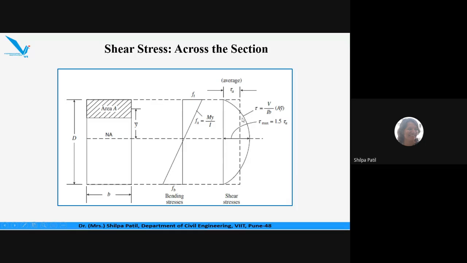And as we move towards the neutral axis, the shear stresses go on increasing. At the neutral axis, the shear stresses are maximum. And as we move again towards the bottom extreme fiber, the shear stresses go on reducing and finally reach zero.